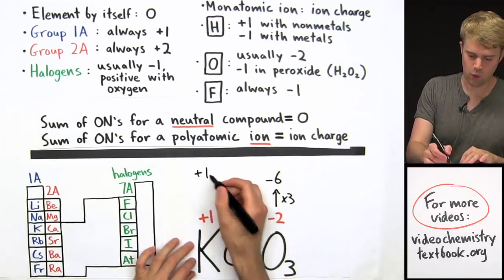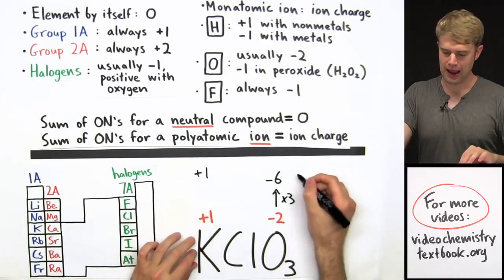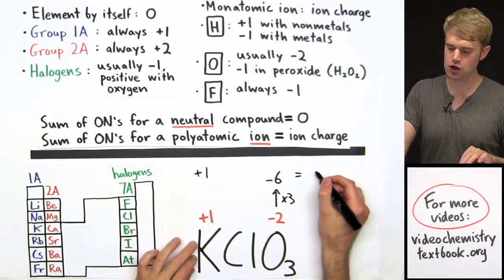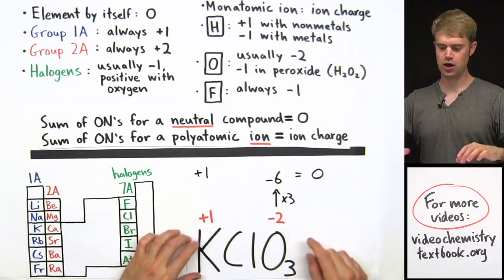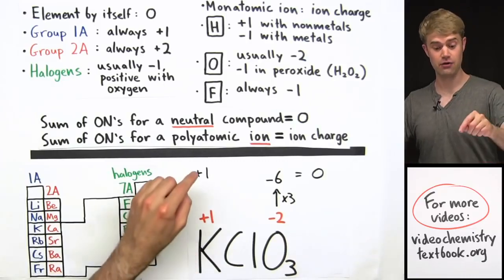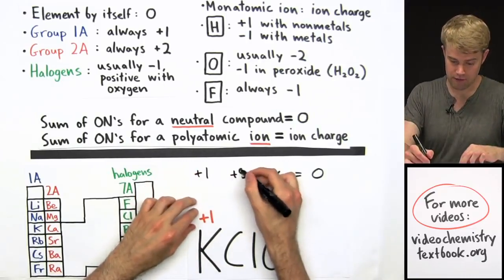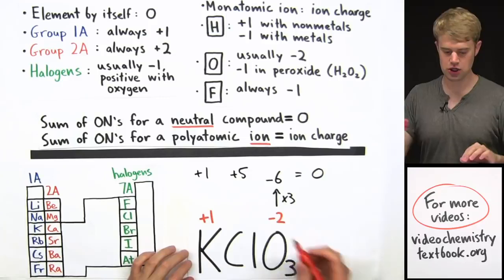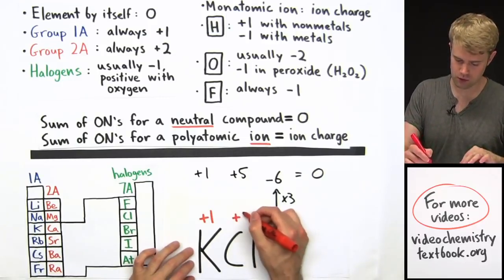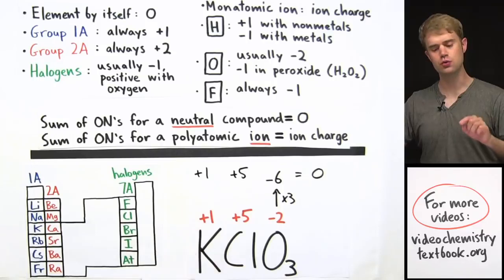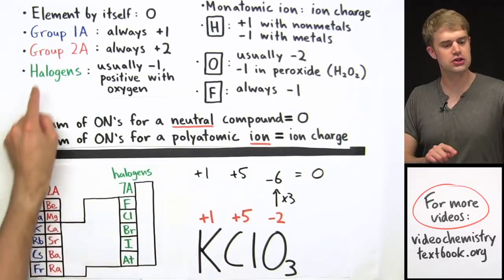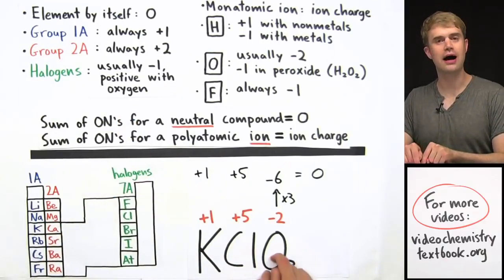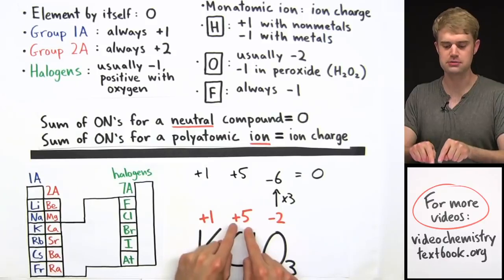We got +1 from the potassium, and this plus whatever Cl's oxidation number is should give us 0, because this is a neutral compound without a charge. So we're going to have +1 plus 5 to get +6, minus 6 equals 0. So the oxidation number for chlorine here will be +5. This is one of the unique examples where a halogen doesn't have an oxidation number of -1 because it's paired up with oxygen. Instead, its oxidation number is positive.